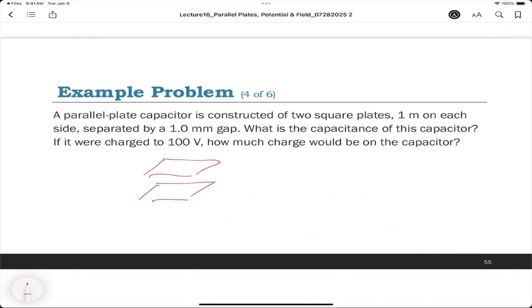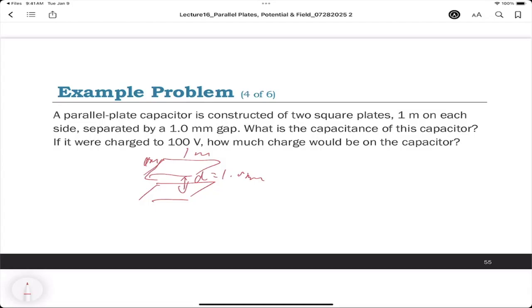Yeah, like a 1 meter. This is a square, so 1 meter, 1 meter, 1 meter, and they are separated by a 1 millimeter gap. So the gap D equals 1 millimeter. What is the capacitance of this capacitor? If we charge it to 100 volts, how much charge would be on the capacitor?